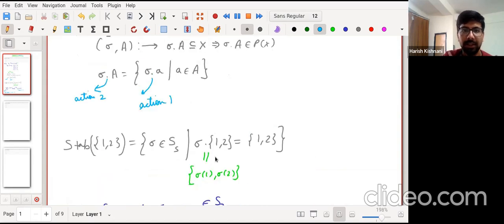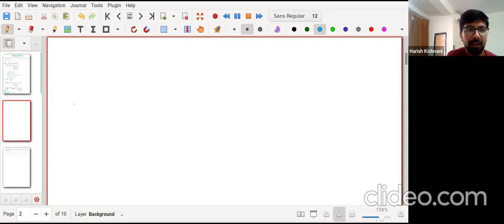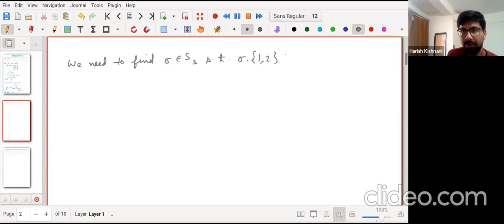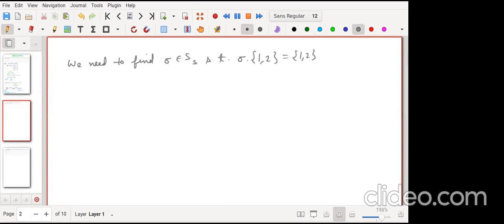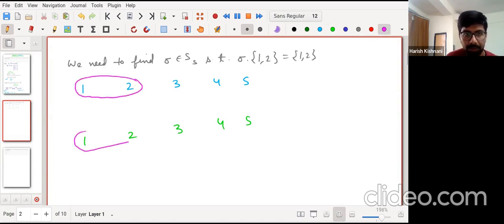If you're a bit confused, then let me give you some examples so that you can understand it well. So see, what we are supposed to do is find sigma in S5 such that when sigma is operated on {1, 2}, it fixes {1, 2}. So if you have 5 symbols, 1, 2, 3, 4, and 5, and say this is your domain and this is your codomain, whatever sigma you pick has to fix this {1, 2} as a set, mapped to this set.